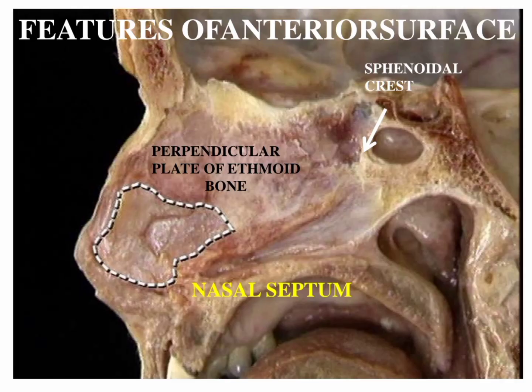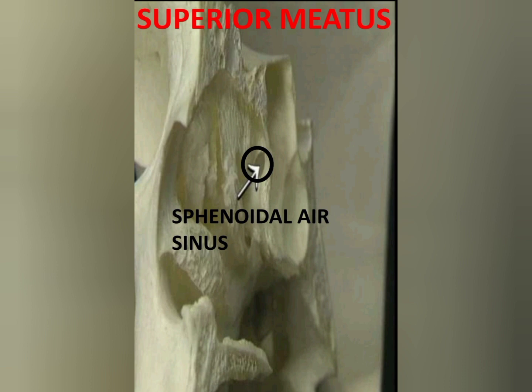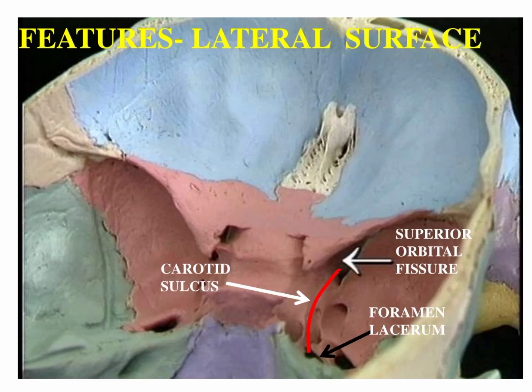Anterior surface of the body presents a crest called sphenoidal crest, which articulates with the perpendicular plate of the ethmoid bone. Anterior surface completes the posterior wall of the nasal cavity as well as forming the roof of the nasal cavity. On both sides of the sphenoidal crest, the anterior surface presents the opening of the sphenoidal air sinus, which communicates to the sphenoethmoidal recess into the superior meatus. Lateral surface presents a carotid sulcus, which lies between foramen lacerum and superior orbital fissure. It lodges the internal carotid artery.